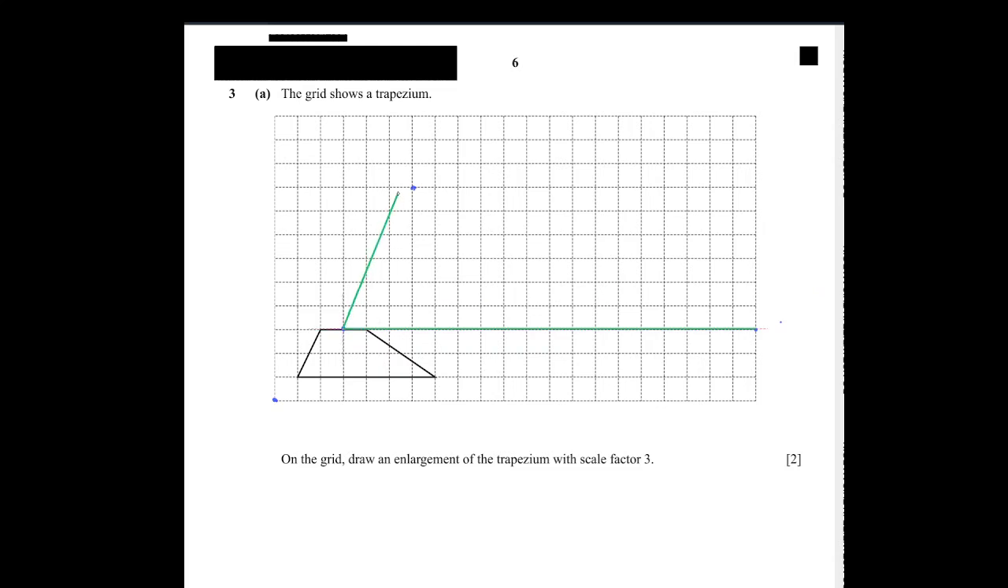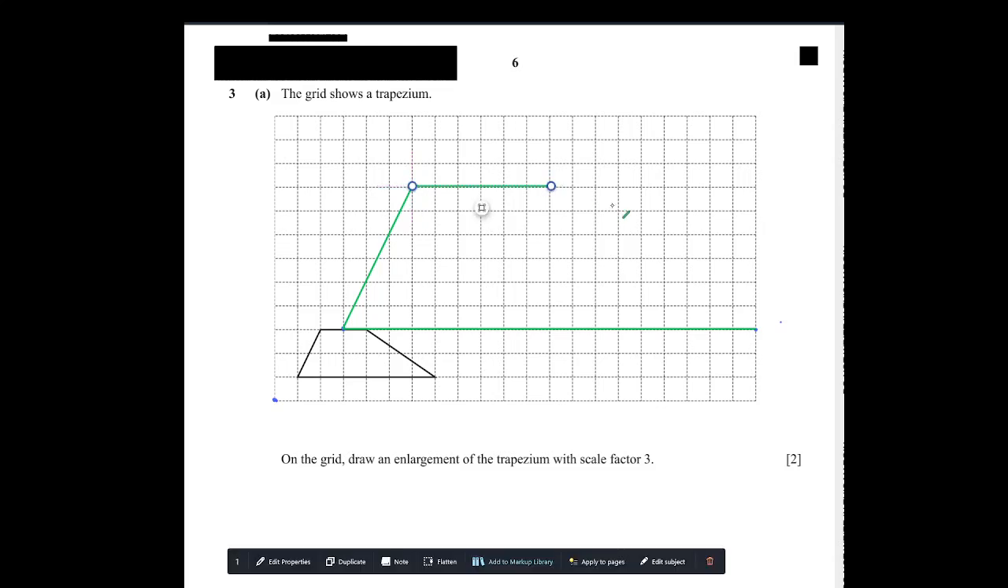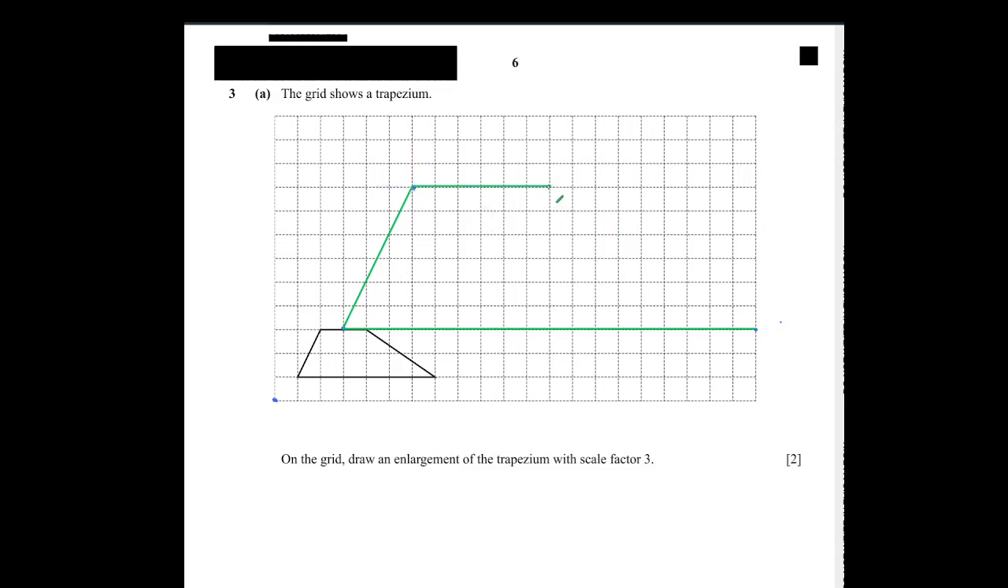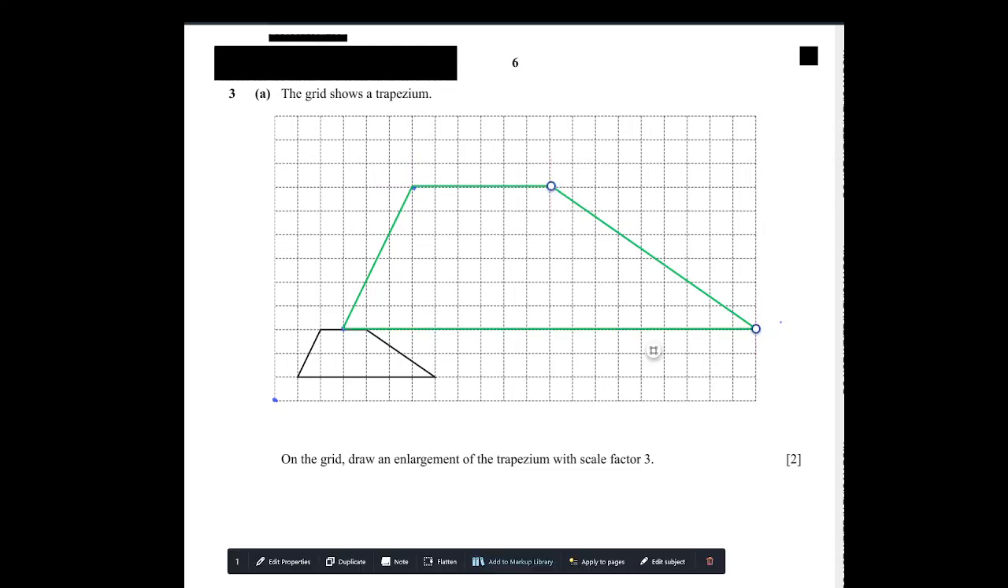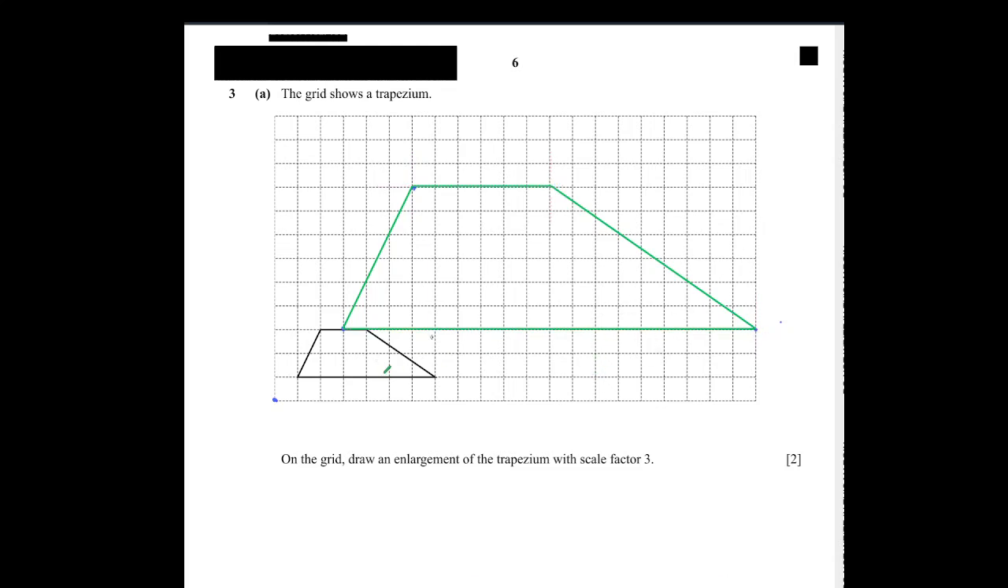Connect them. This is the line. Now you see that this is 2 boxes, so 2 3s are 6 boxes. 1 2 3 4 5 6. Then join from here to here. This is the enlargement for this given trapezium.